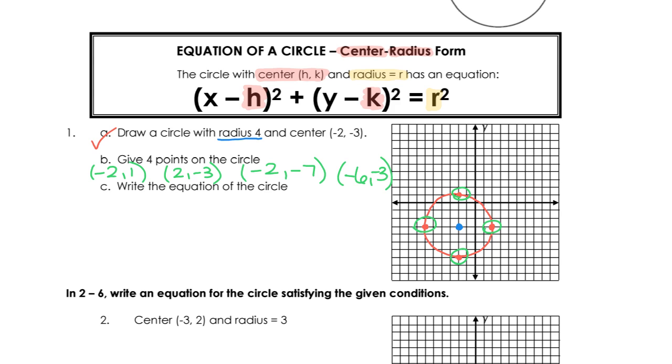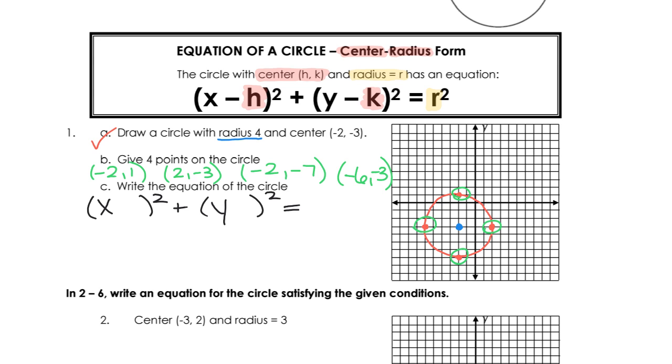Next part up, it says write the equation of the circle. And so what I do is I always get the structure of the formula down. All right, so it's a set of parentheses squared plus a set of parentheses squared equals. This is always a permanent x. This is always a permanent y.